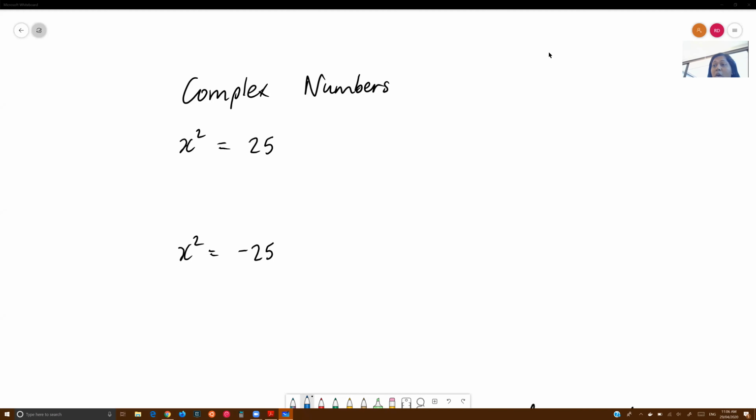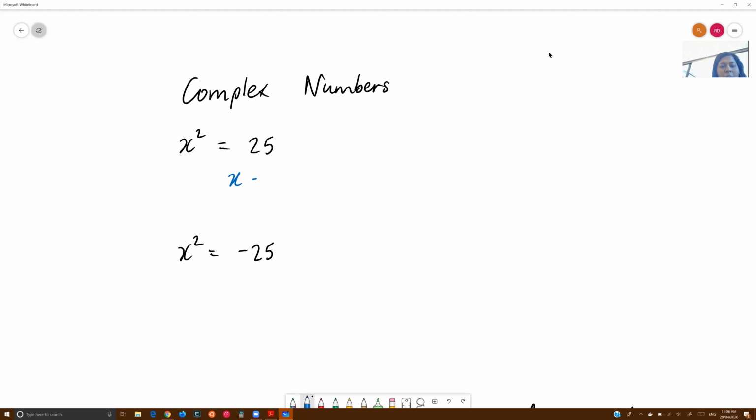Great. Okay, so we are doing complex numbers today. You're all familiar with solving something like x squared equals 25. You would just go x equals plus or minus the square root of 25, and you've got two real solutions, which is plus or minus 5. But let's say you had x squared equals negative 25.